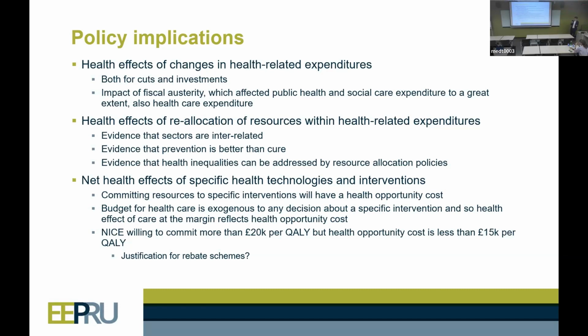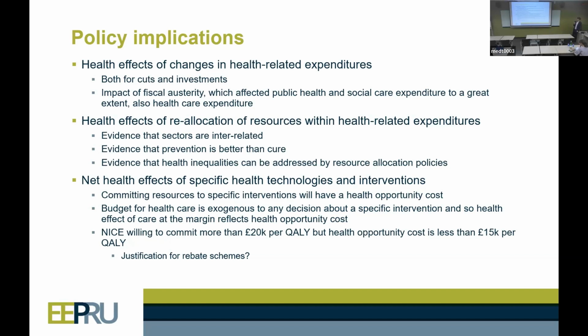There's evidence that prevention is better than cure. That probably won't surprise anyone. I think people have been saying that for some time now. But we're starting to put some numbers on that in the UK context, which has been quite useful in determining how much budget gets allocated to public health, for example. And again, on the issue of health inequalities, which is a really important issue, it does seem like how much we allocate to different areas will have an effect on geographical inequalities, but also possibly socioeconomic inequalities indirectly as well.